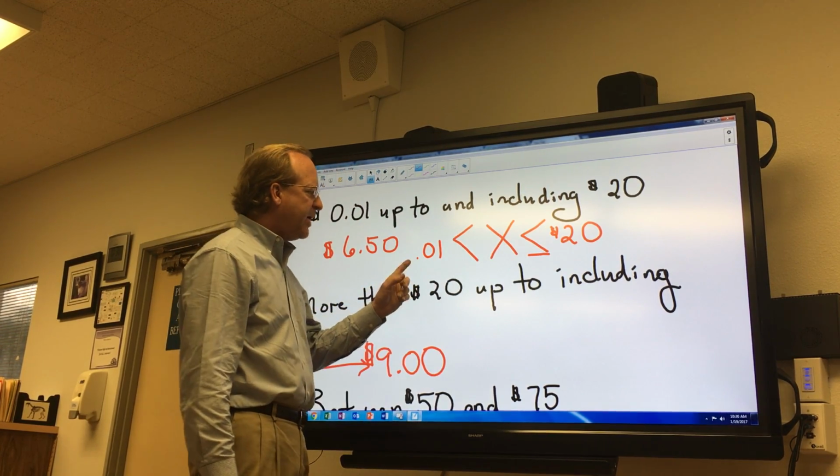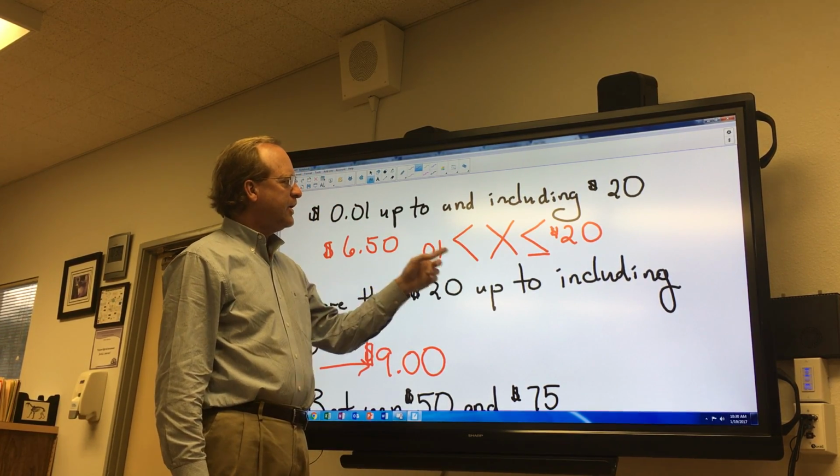So our compound inequality is going to look like 0.01, x is bigger than that.